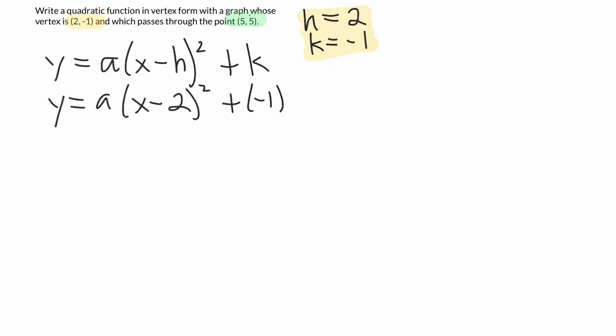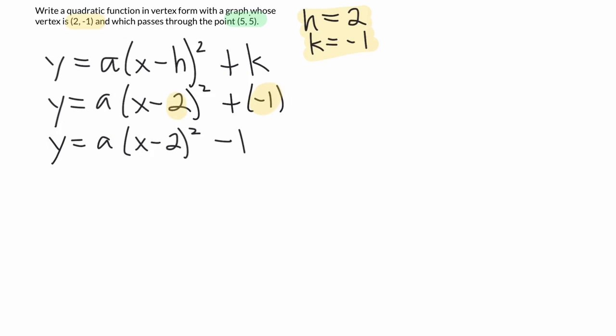And I hope you see where those two substitutions happened. I'm going to simplify just a little bit. Y equals a times (x minus 2) squared minus 1. And everything is done except I don't have a.